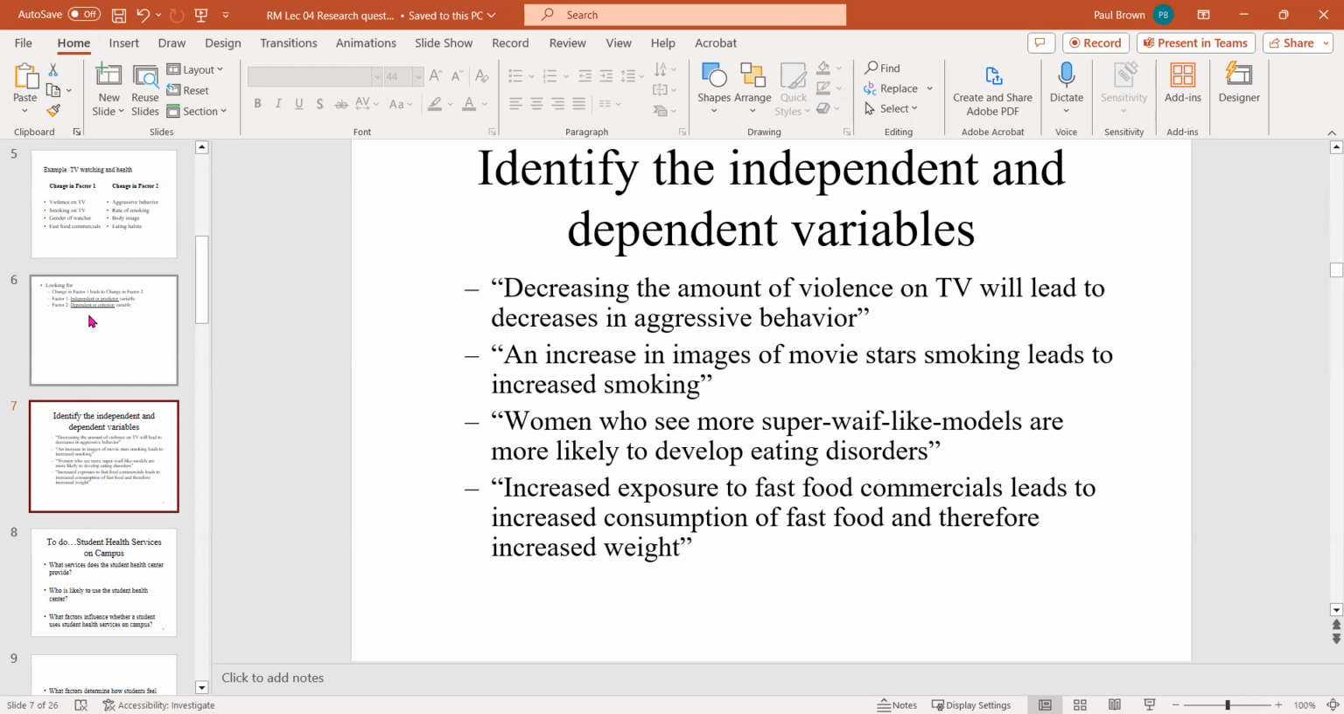More consumption of fast foods. Right? Because you could see a fast food commercial for a hamburger and think, I'd love to eat some celery, in which case it wouldn't necessarily lead to more weight gain. But you're saying that increases in this lead to increases in that, and then increases in that. So this here is your independent variable.